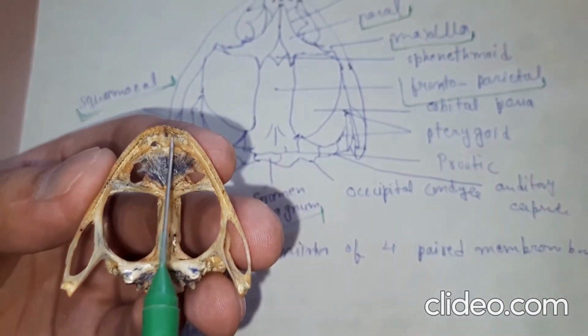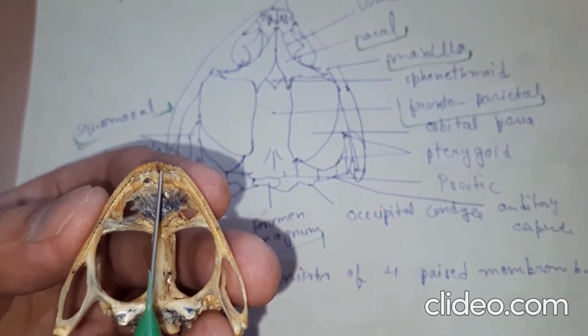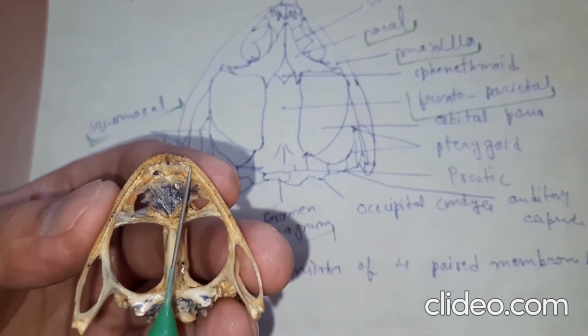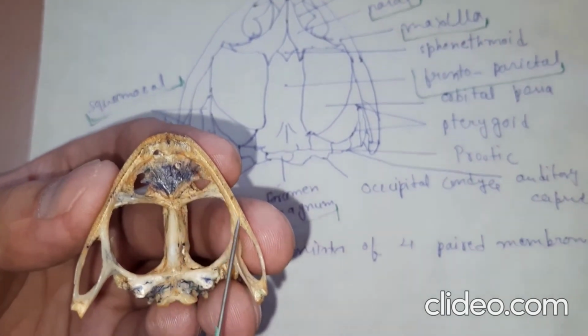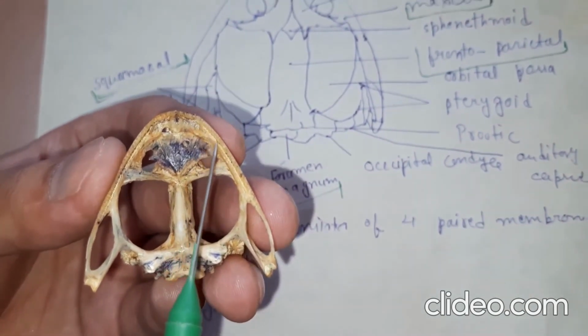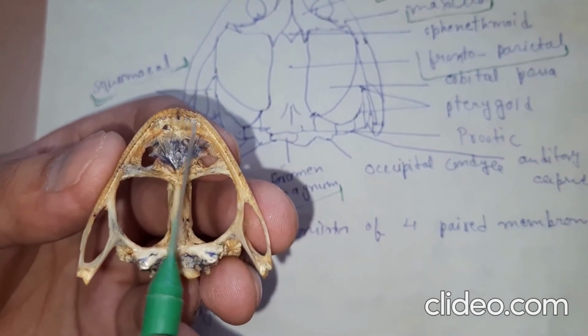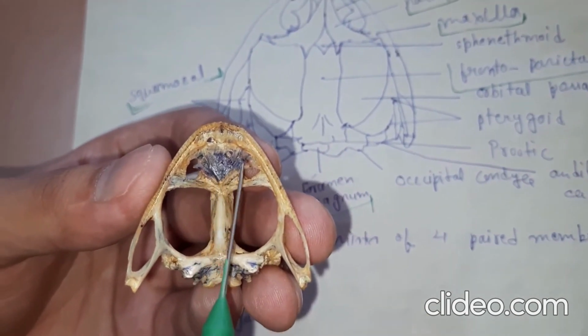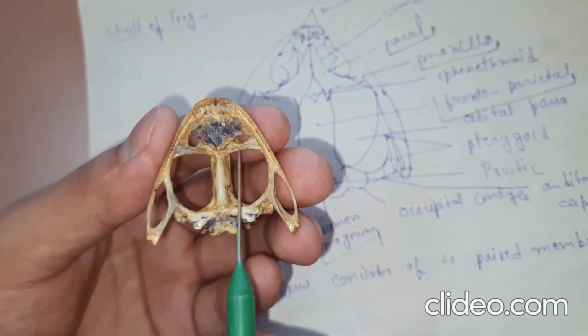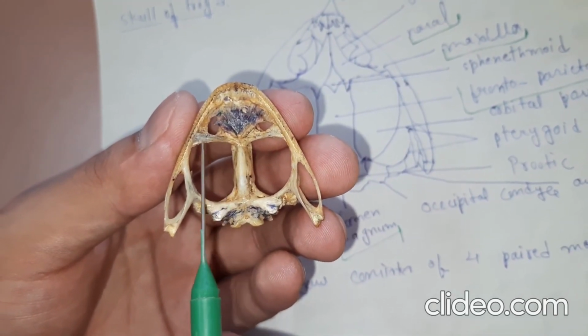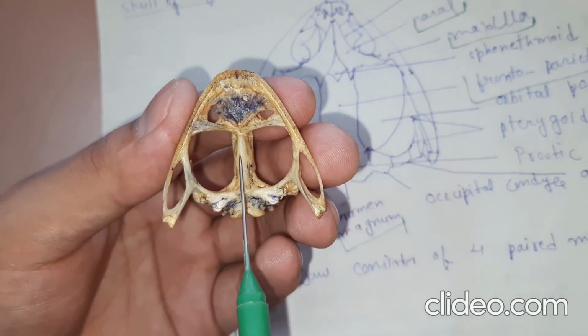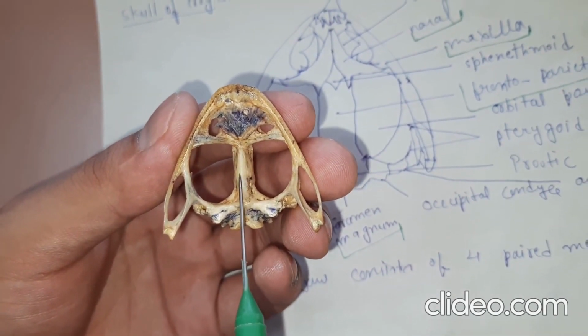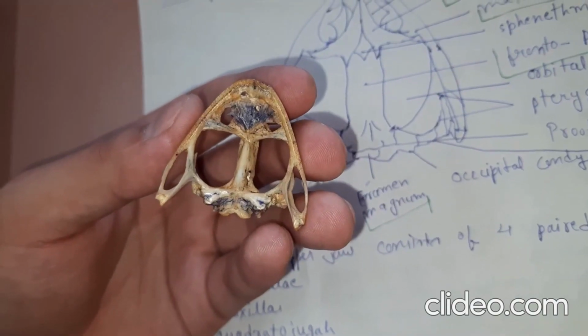Ventral side, this area is premaxilla. It starts from here and here. This is premaxilla and this is maxilla. You can see, and these are teeth. And this area is vomer. This area is palatine. This is parasphenoid. This is all about the skull of the frog.